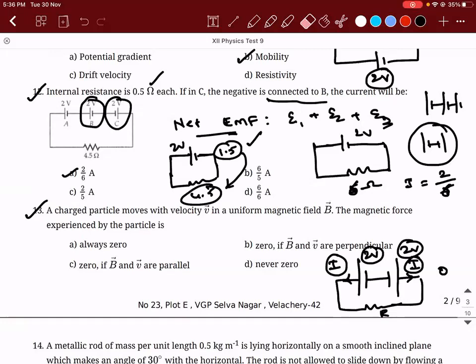Next, there is a charged particle which moves with the velocity v in a uniform magnetic field B. The magnetic force, option C. The magnetic force experienced by the particle is 0 if v and B are parallel. That is the answer. Correct.